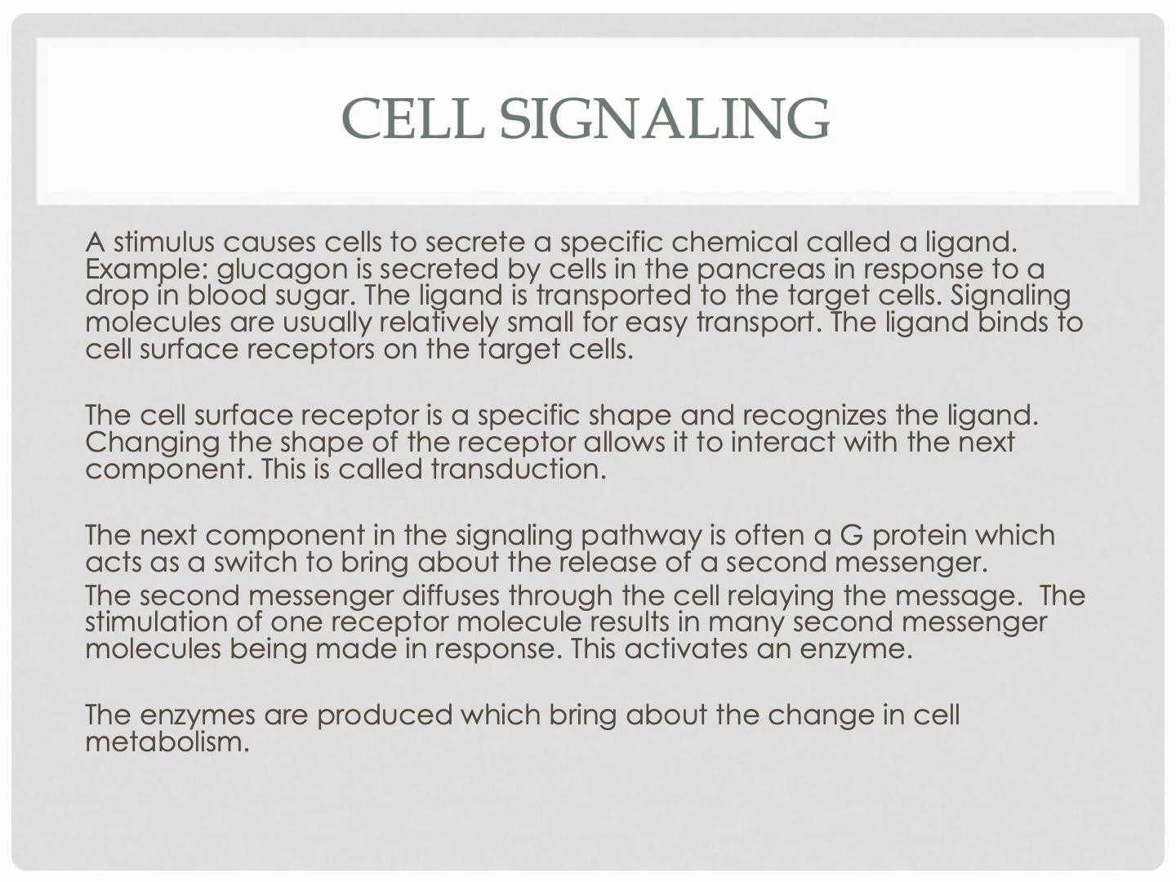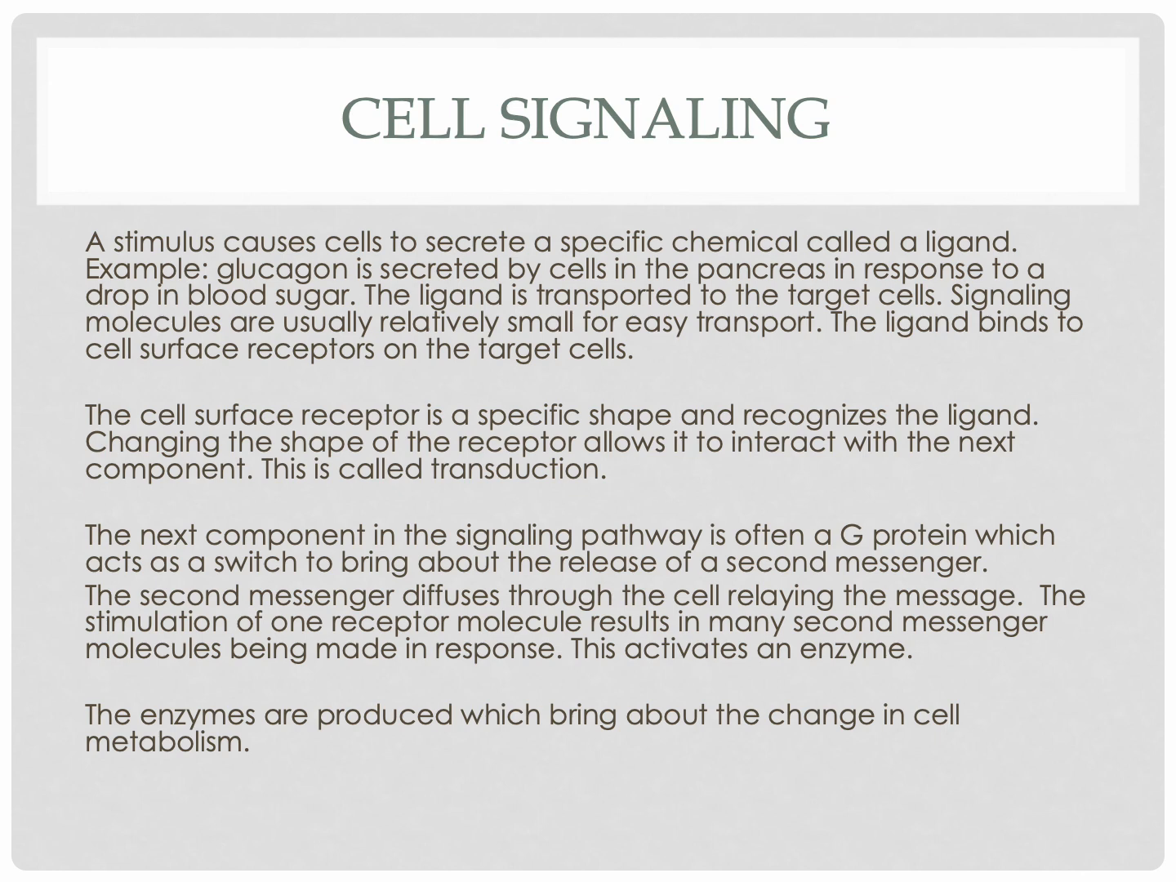A stimulus causes the cell to secrete a specific chemical called a ligand. An example would be glucagon, which is secreted by cells in the pancreas in response to a drop in blood sugar. The ligand is transported to the target cells. Signaling molecules are usually relatively small and easy to transport. The ligand binds to cell surface receptors on the target cells.